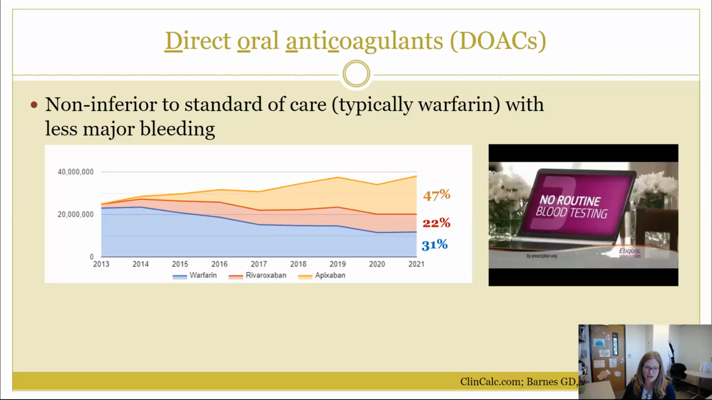So let's take a look at how the number of prescriptions on the y-axis has changed over the last decade or so. You can see that back in 2013, and this is oral anticoagulants for all indications, warfarin was certainly the most common. And you can see the decline in the proportion of warfarin prescriptions that corresponds with the increase in initially rivaroxaban, which of course was approved earlier, and now apixaban comprises almost 50% of the oral anticoagulant prescriptions in the United States.